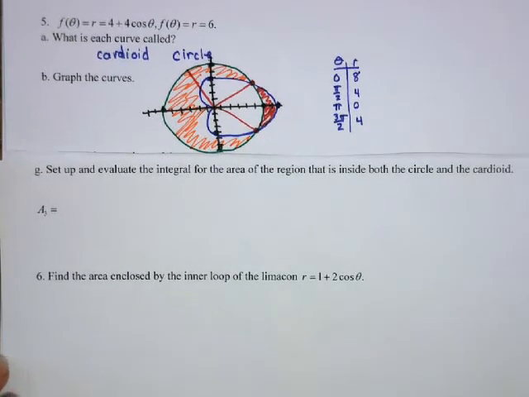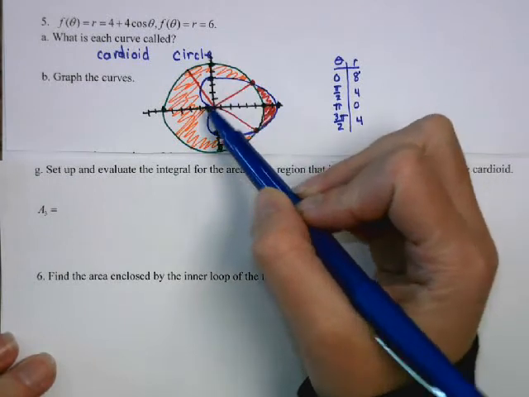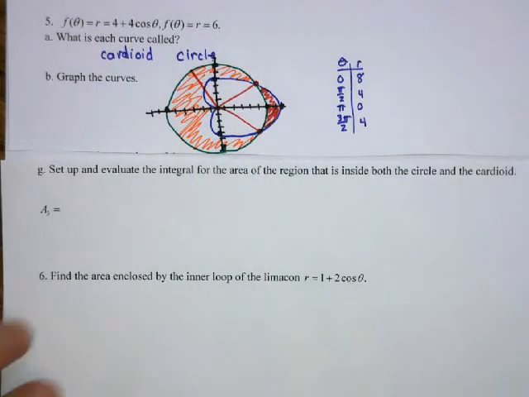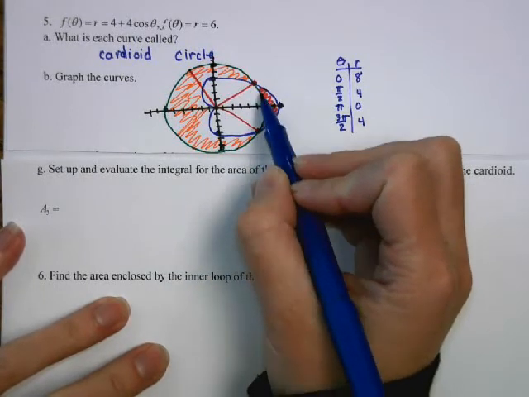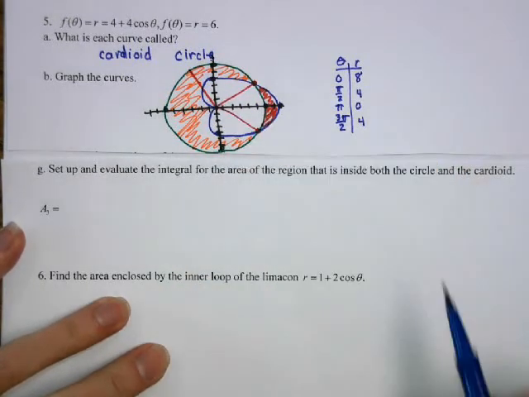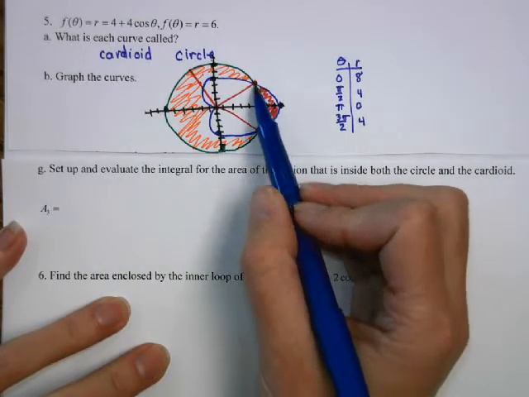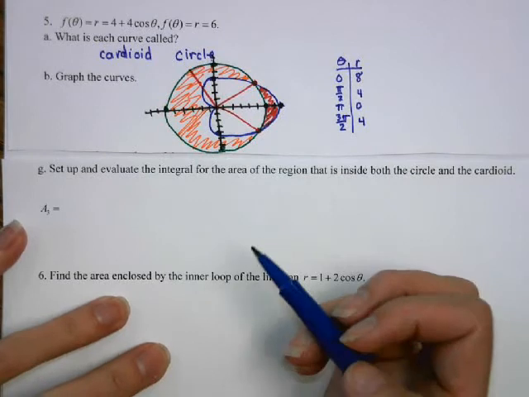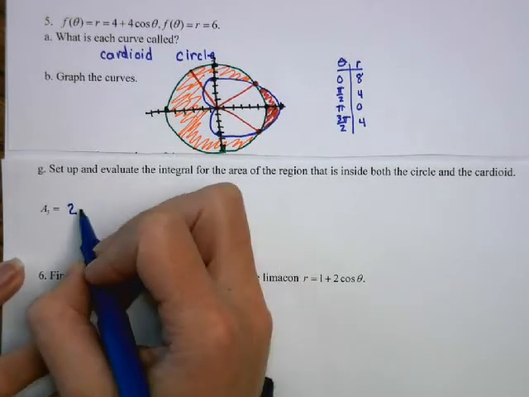For the last one, we want to set up and evaluate the integral for the area that's inside both of them, which is everything that's left. So it's this area and this area, all of this. When we look at these cross sections, on this side, it is just the circle. For these ones, it's just the cardioid. So I'm just going to add the area of the circle for its part and the area of the cardioid. I'm going to, again, double. So I'm going to do the circle.